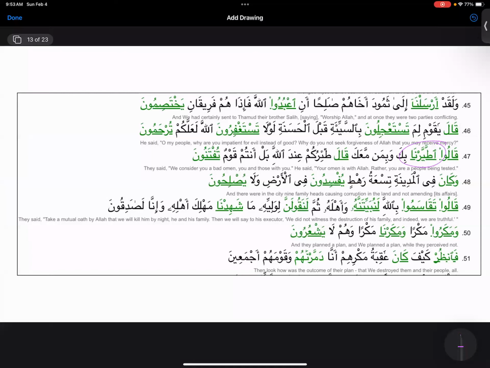Okay, so over here, qalu iTTayyarna. What are the root letters? Ta, ya, ra. But the two markers are alif and two shaddas. Yeah, two shaddas. Okay.